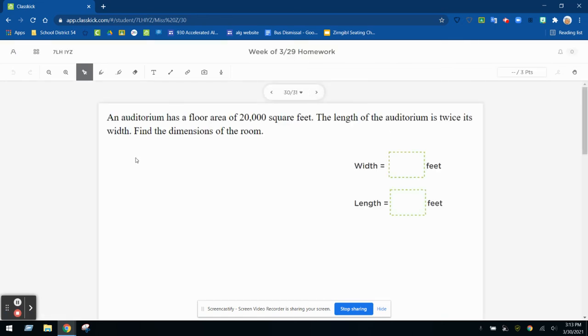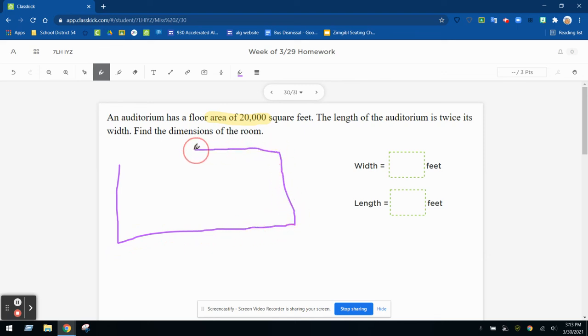All right, an auditorium has a floor area of 20,000 square feet. The length of the auditorium is twice its width. So I'm going to start by drawing a picture. It's an auditorium floor. It's got a length and a width. So our length is twice the width. So let's say that my width is x. My length is 2x. My area is 20,000.